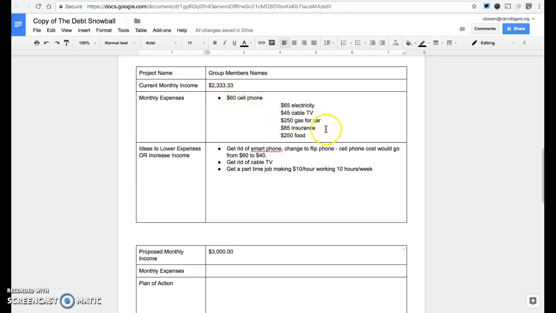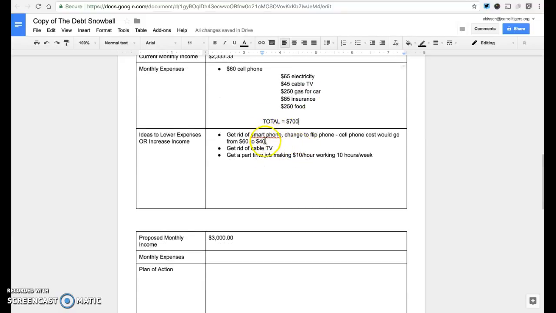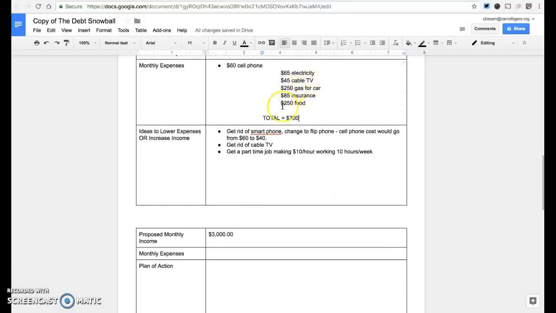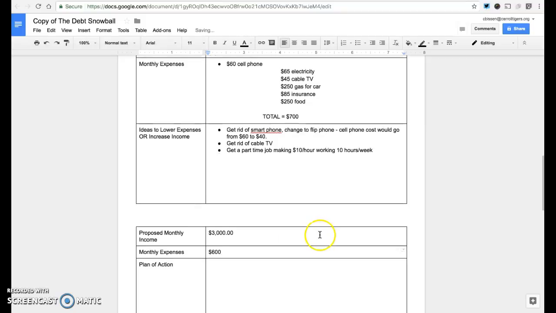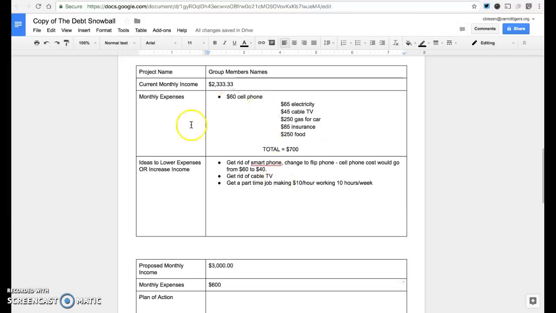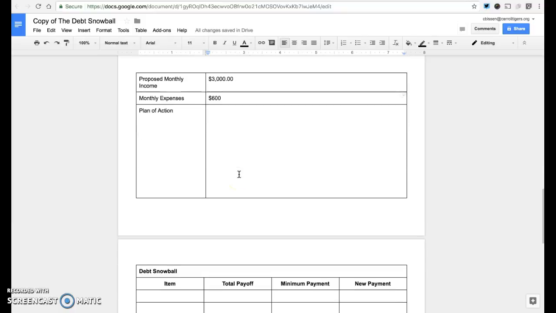I also figured out maybe the total of these, I have no idea, 500, 6, 7, just pretend the total is 700 here. I don't know, I'm not doing this. But I said here I'm going to take off $20 of the cell phone. I'm going to get rid of cable TV altogether, so I've saved about $65. Let's say I made some other changes, so now let's say my monthly expenses are only $600. So here, I'm doing the math of what it was when I started, then I had some ideas, and now what it's going to be before I start my plan.